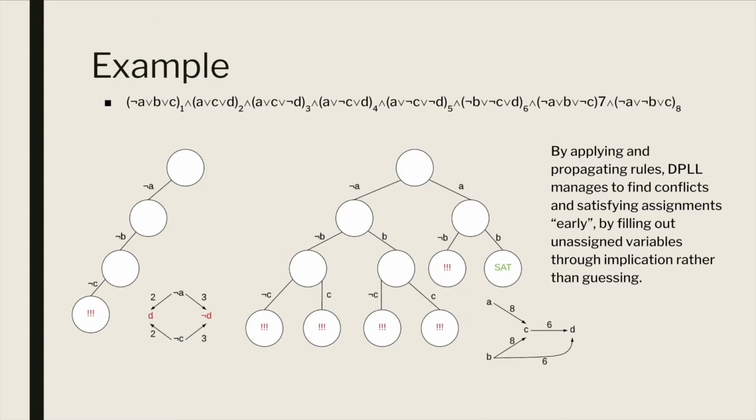Here we run DPLL over a larger formula. It takes some guessing, but by applying and propagating its rules, it is able to find implied assignments earlier than guess and backtrack would, allowing it to notice and backtrack from conflicts earlier, such as when the assignment not A, not B, not C creates the implication that D must be true and that D must be false. It is also able to find that the assignment A, B creates a cascade, implying C and D must also be true. With this creating no conflicts, it is a satisfying assignment.